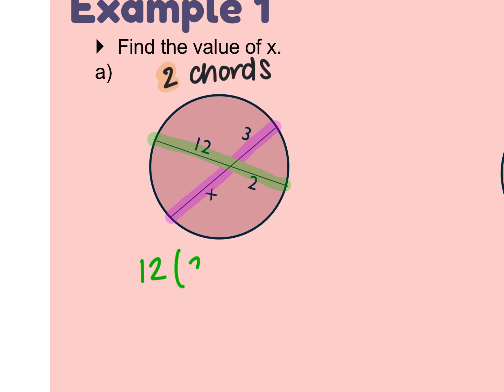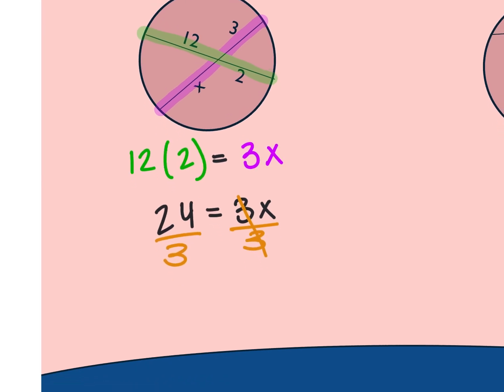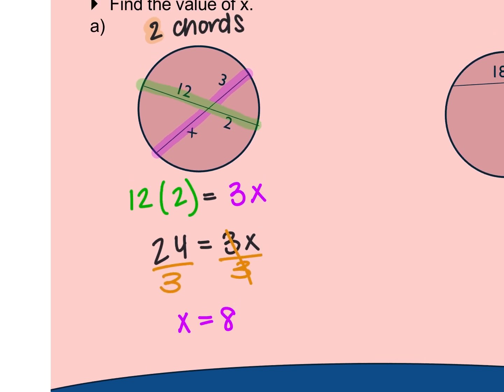12 times 2 equals my 3 times x. Solving it, what's 12 times 2? Good, I'm going to get 24 equals 3x. And then what do I have to do? Good, divide both sides by 3 and x equals 8. And that's it. That's what you're doing operation-wise for two chords.